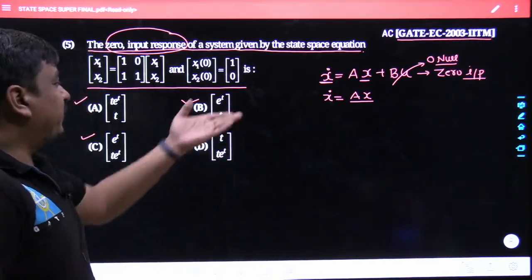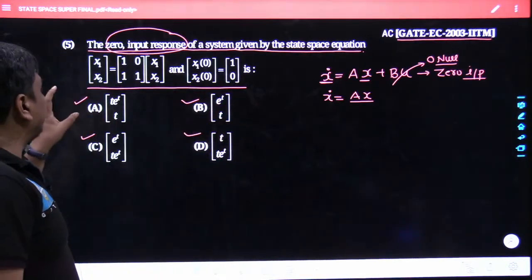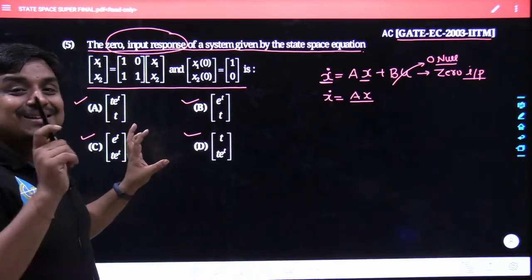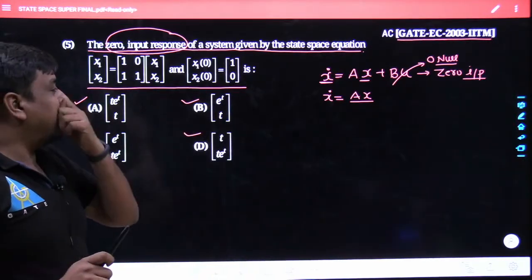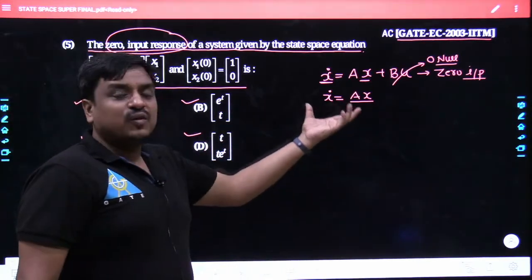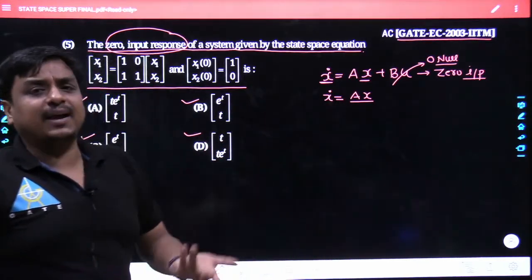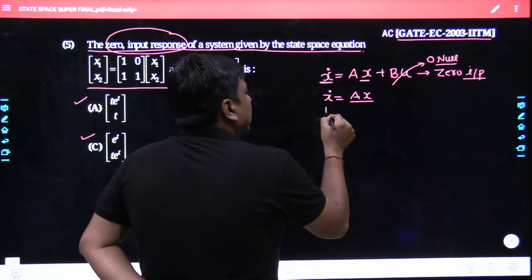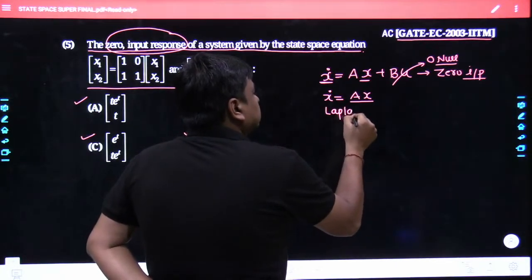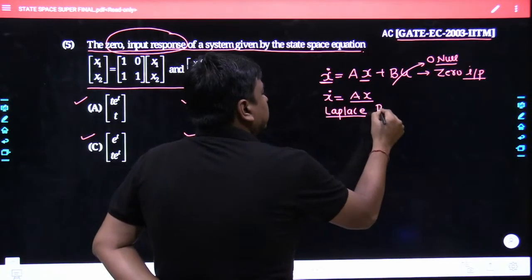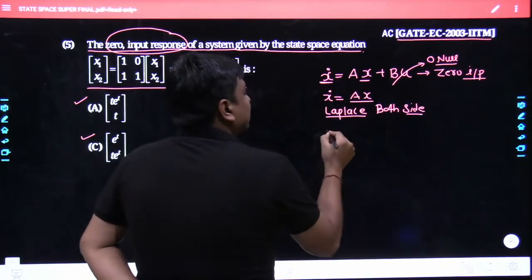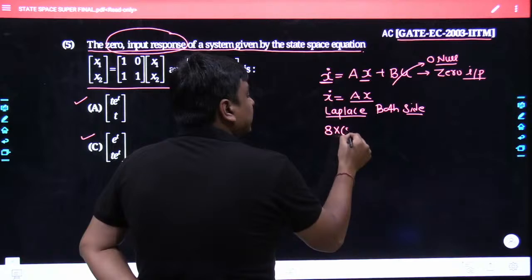Easily the value of x can be calculated, and once you look at options A, B, C and D, the value of x has been written in the time domain. That means I need to get the solution of this differential equation in the time domain. So what I would do is take the Laplace transform on both sides. If I take the Laplace on both sides, it would become s times X of s.